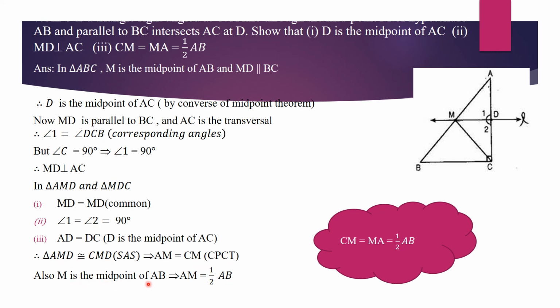Since M is the midpoint of AB, we can write AM is equal to half of AB. Therefore, CM is equal to AM, which is equal to half of AB.